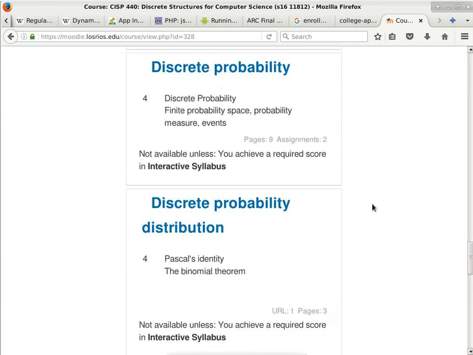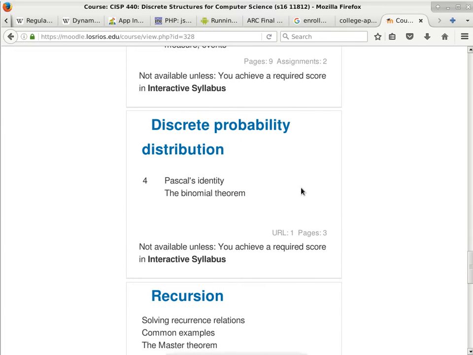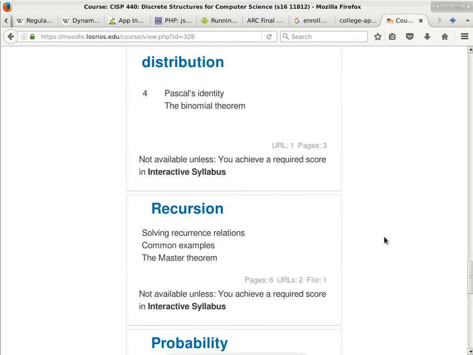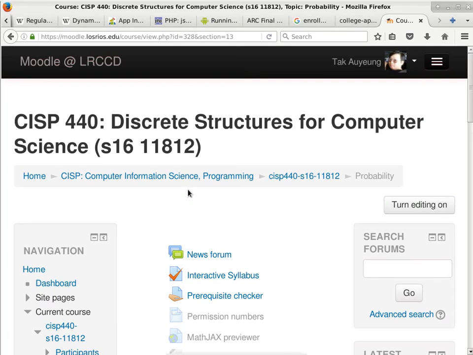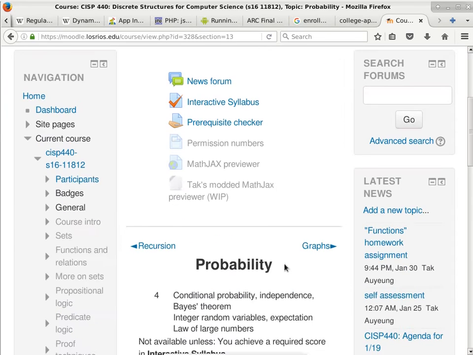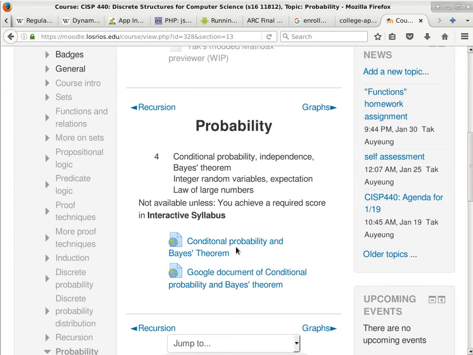Okay, so we got discrete, recursion. There's one more thing I want to do with probability before we get back into recursion with the master theorem. It's fairly short, but it does hook up to stuff that we have talked about so far. One has to do with conditional probability and Bayes' theorem.